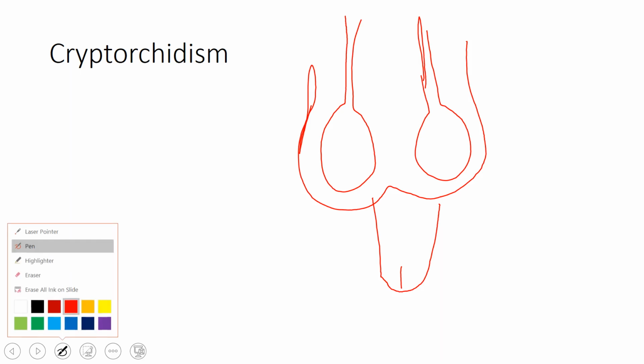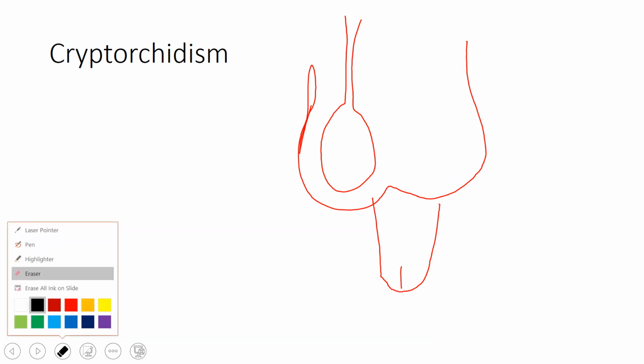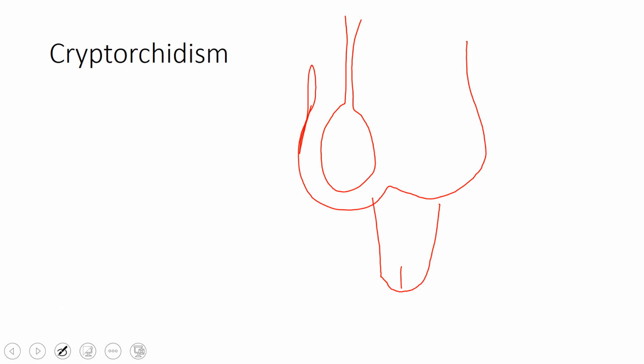But if something goes wrong, you get something called cryptorchidism. I kind of think of it as it's hanging out up here in the crypt. It didn't descend down, so you get an undescended testicle, causing cryptorchidism. This usually happens during fetal growth, and it is actually the most common congenital male reproductive abnormality. Out of 100 boys, one of those boys is going to have it. So that's 1% of boys.